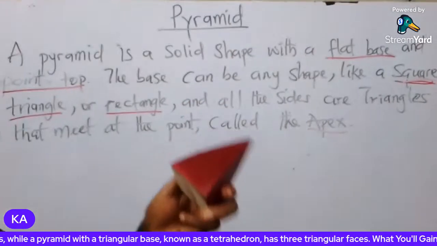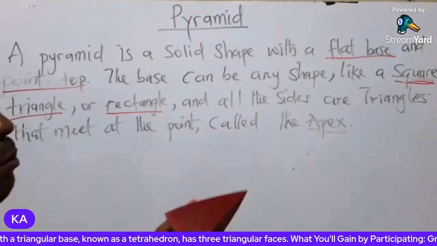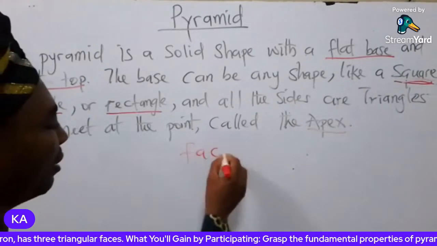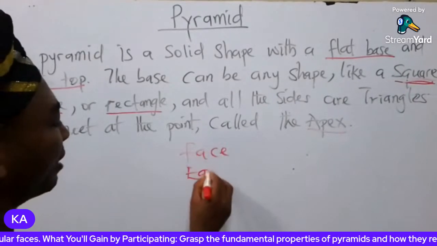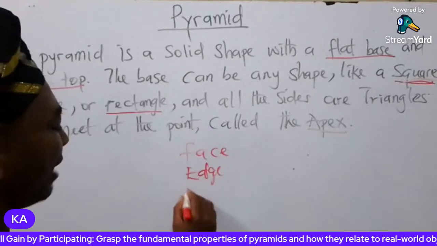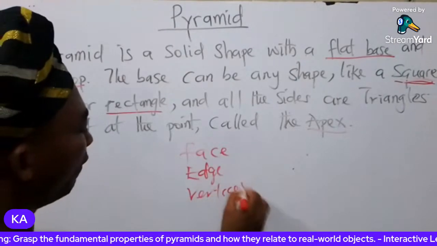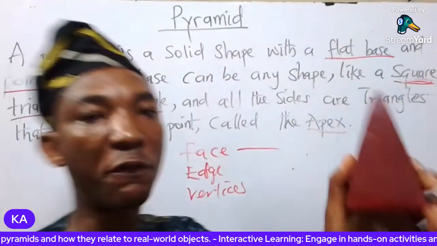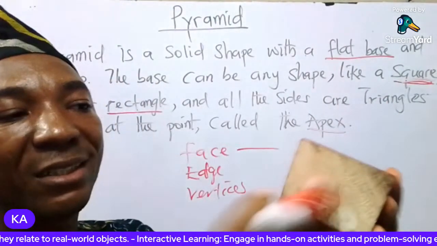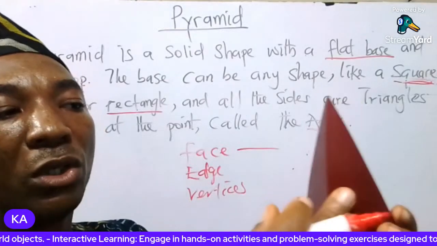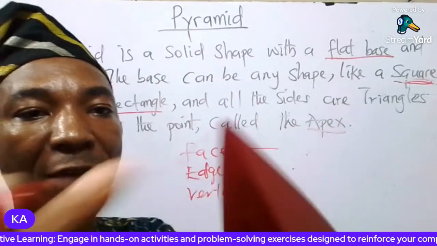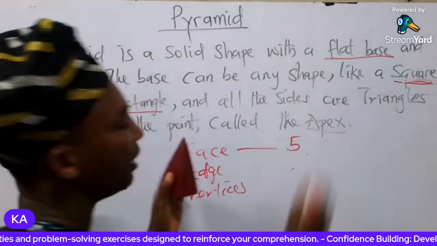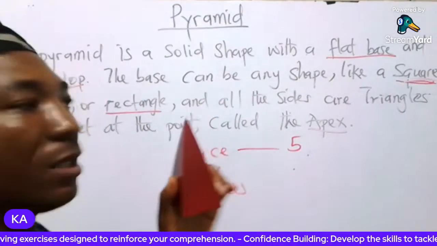Now, we want to learn about properties of this square pyramid. We want to look at the faces on it, let's look at the edges on it, and let's look at the vertices, the vertex. So the face, that's the surface. You have this 1, 2, 3, 4, 5. So a square pyramid has 5 faces.